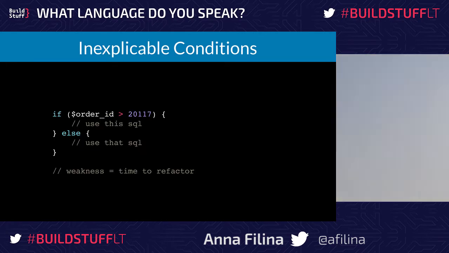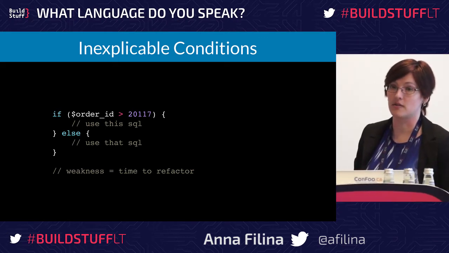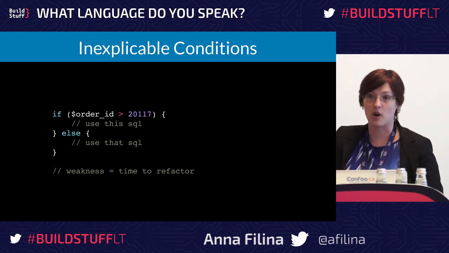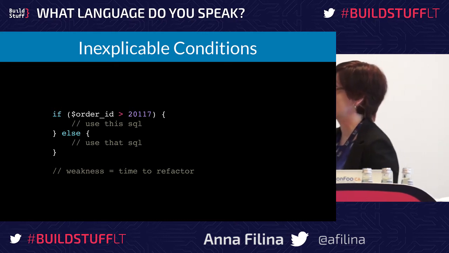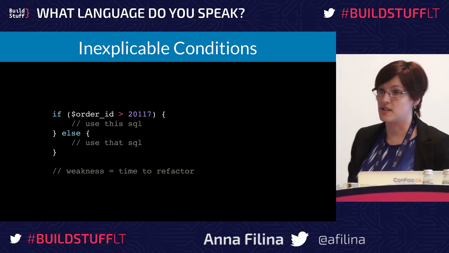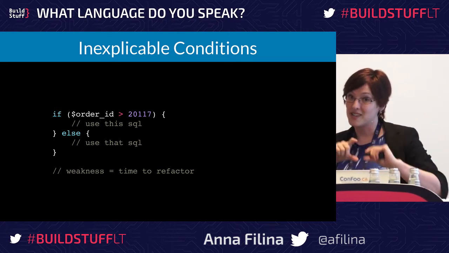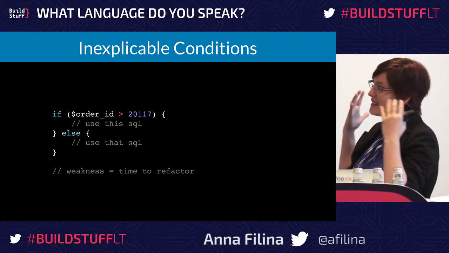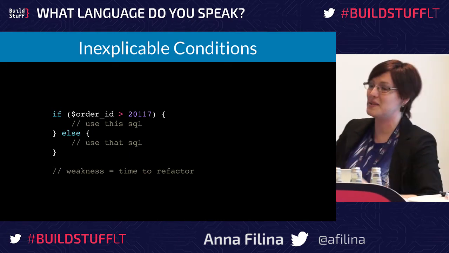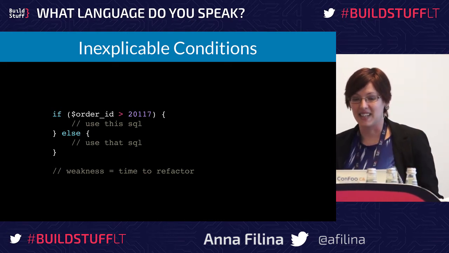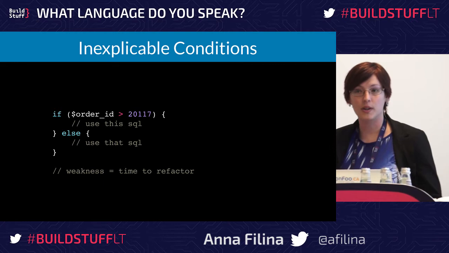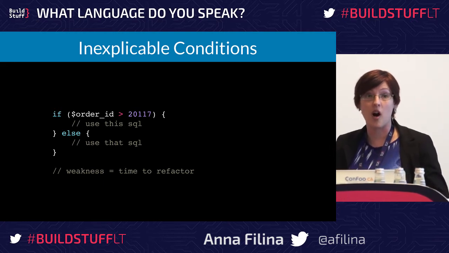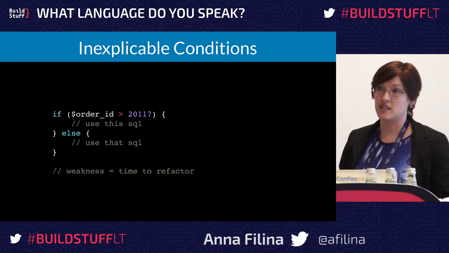Inexplicable conditions. This is something I saw in an actual project. Even the numbers match. So not everything I show you is from actual projects. So there was this condition where it said, if order ID is greater than 20,117, use this SQL. Otherwise, use this other SQL. Then you wonder, what the hell happened at order 20,117? Did the database structure change? Did we start storing our orders somewhere else? Or did we keep the same tables, but some columns became deprecated? Now we're fetching data from elsewhere?